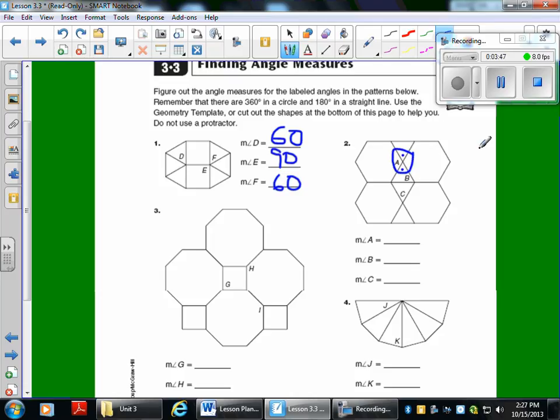We'd have 60 plus 60, which would equal 120. I have a full circle here, so that'd be 360. 360 minus 120 would give me an answer of 240. I'm going to change colors here to help us out. This angle right here and this angle right here equals 240 when I add them together. Half of 240 is 120. So angle A is actually 120. Angle B, that's the easy one. That's 60. Angle C is an easy one. That's 60.